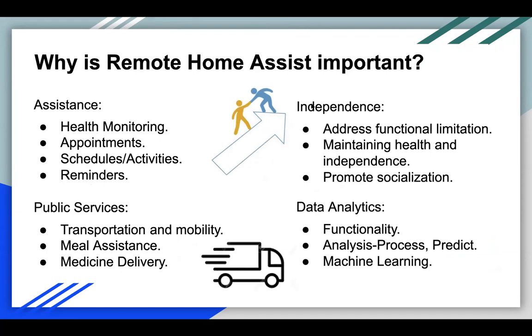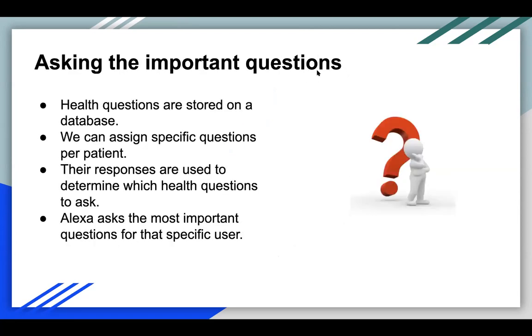In general, independence. It addresses the functional limitation that someone who is elderly or disabled might not have as much freedom as someone who is healthy. So it helps maintain health and independence, and it promotes socialization by letting them talk to the Alexa. And then data analytics on our side is something that's very functional. It allows us to analyze, process, and predict health data based on the questions that we give them and the responses that they give us. And we use machine learning to accomplish this. And to make this all work, we have to be asking the important questions.